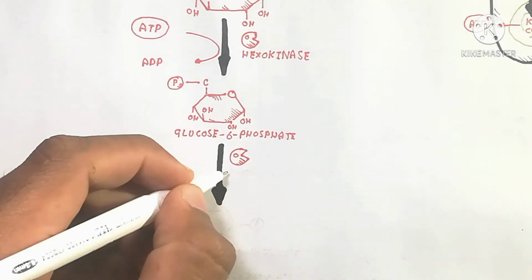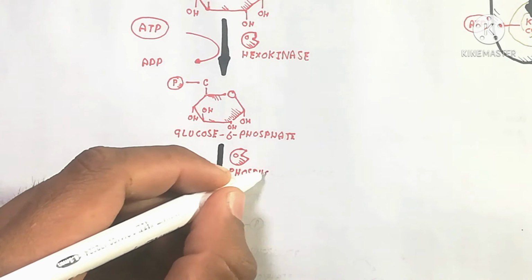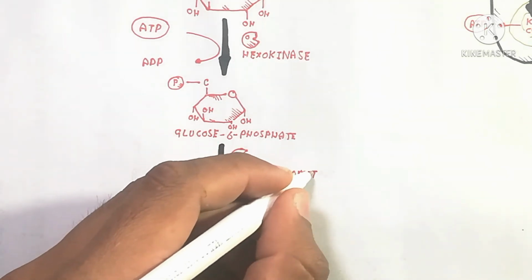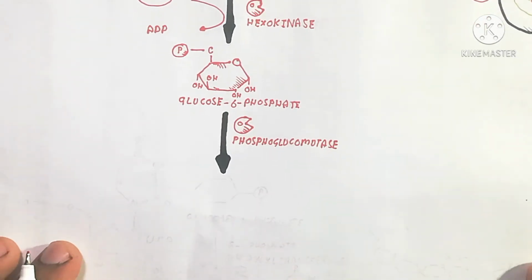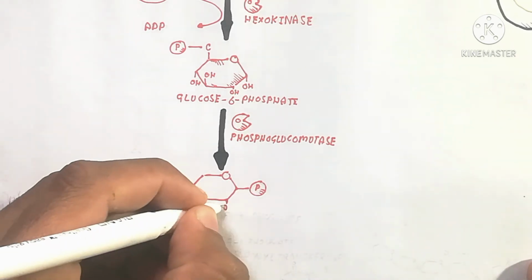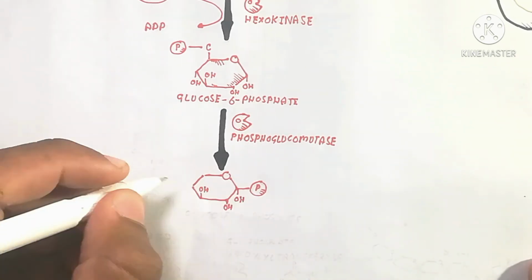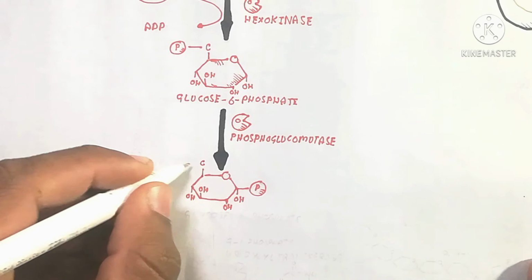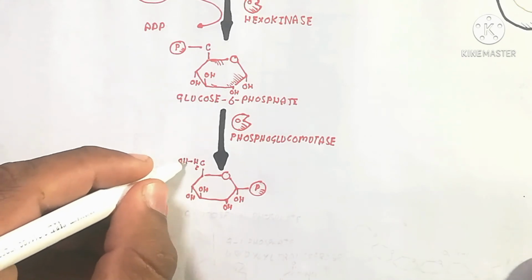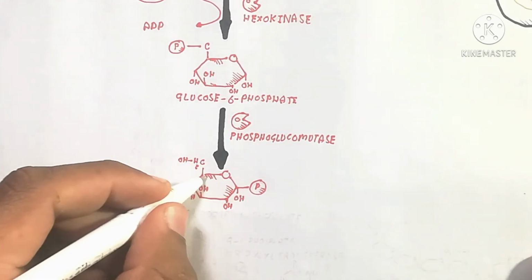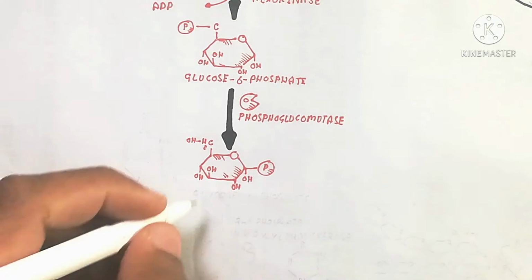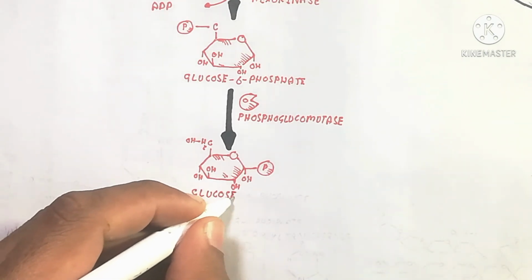Next is the phosphoglucomutase enzyme. Mutation means changing. It means carbon number 1 receives the phosphate group instead of carbon number 6. So the phosphate goes to carbon number 1. It is known as glucose 1 phosphate. So remember about this.